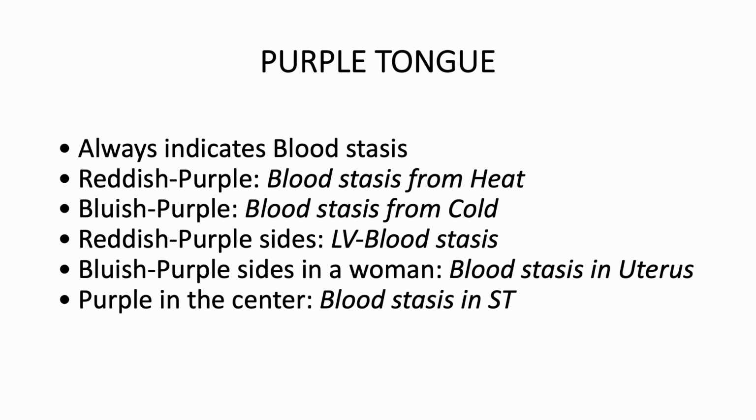A purple color is frequently seen on the sides, indicating liver blood stasis, or in the center, indicating stasis of blood in the stomach. A purple color on the sides may also reflect blood stasis in women, and in such cases, it is usually bluish purple. The tongue body color reflects blood more than qi, and qi stagnation often may not manifest on the tongue at all. If the tongue is purple, it always reflects blood stasis.